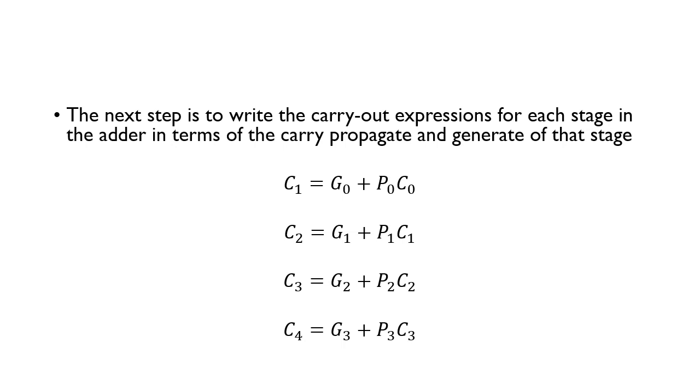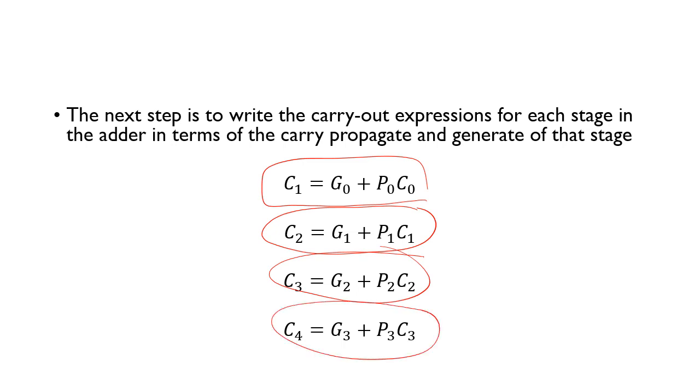So the next step, we can just write the carry out expressions for each stage in the adder, in terms of the carry, propagate and generate of that stage. This is just the case we've got for a 4-bit adder, for example. We've got our 4 full adders. So we can say carry 1 is the output. This is stage 0, 1, 2 and so on. So we've got C0 is the input carry, C1 goes into here, C2 and so on. So we say C1 is just equal to G0 or P0 and C0, and we can do that for each subsequent stage. So we've got these 4 expressions now.